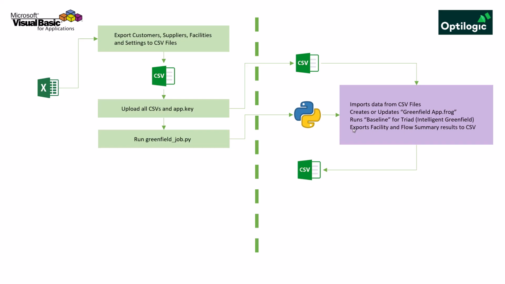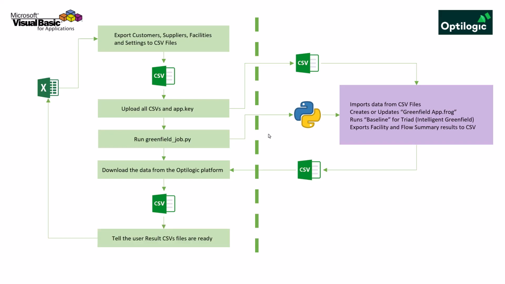It's going to either create or update an existing model, Greenfield app.frog, and then it's going to run the baseline for Triad, the intelligent Greenfield engine, and then it's going to export both the facilities and the flow summary data back out to CSV file in the Optilogic workspace. We'll then be able to download the facility and the flow result information back alongside the Excel app, and then we can notify the user that the results are downloaded in the CSV and ready for review.